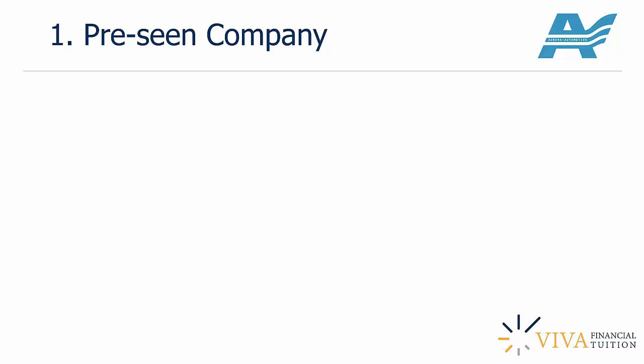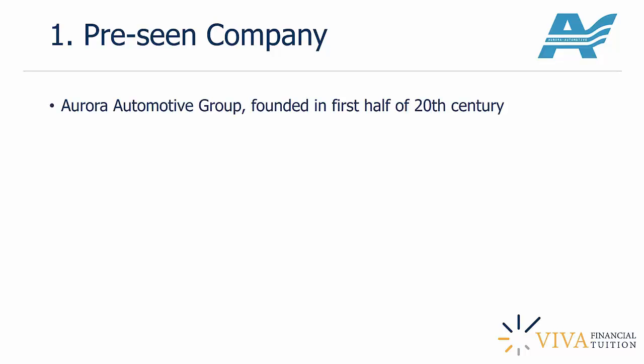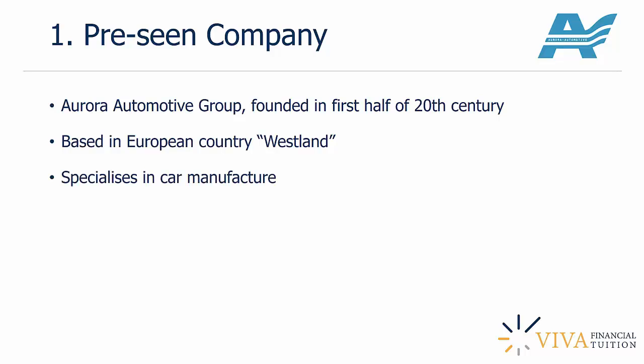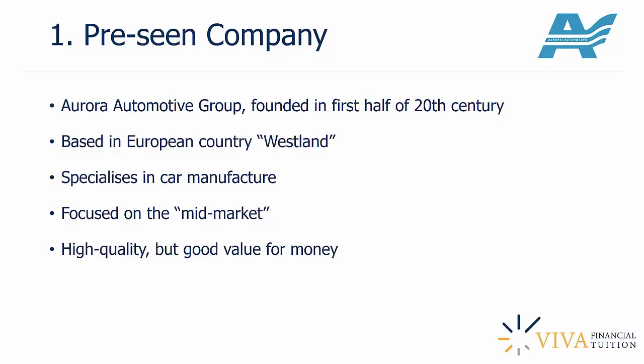It's Aurora Automotive, or the Aurora Automotive Group, and it was founded in the first half of the 20th century. We're told that it's based in a European country called Westland, specializes in car manufacture in particular, focused on what's called the mid-market, and it's producing high quality but good value for money automobiles. And of course, one of the most prominent values or mission statements that we see with Aurora Automotive is that they are striving to be environmentally friendly. We see this repeatedly in the corporate values and the staff values. There's a huge focus on environmentalism, on treating the planet well, and so on. We're going to come back to that as we go through this industry analysis.